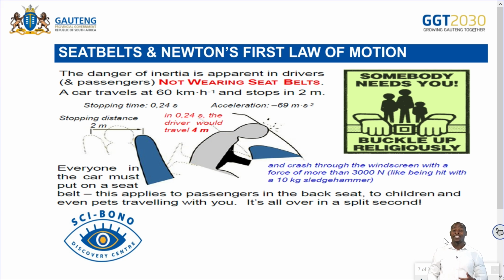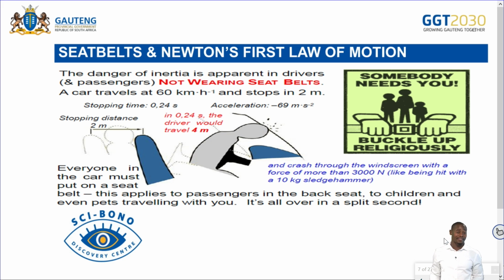So that is because you are trying to resist your state of motion. All right, so if you are not wearing a seatbelt as a driver or as a passenger, what is going to happen to you? You are going to continue moving at that speed of 100 kilometers per hour, right? Remember, the car was moving at a speed of 100 kilometers per hour forward, so you will also move at that speed forward.